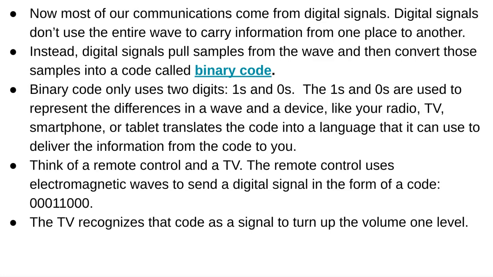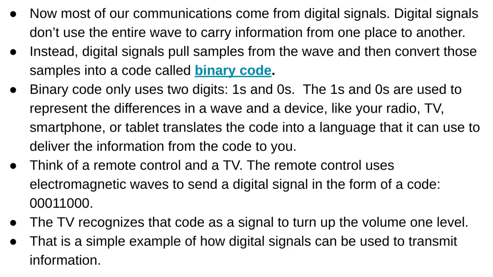The TV recognizes that code as the signal to turn up the volume one level. If we wanted to turn it up two levels, the code might read 0001000 or something like that. This is just a simple example of how digital signals can be used to transmit information.